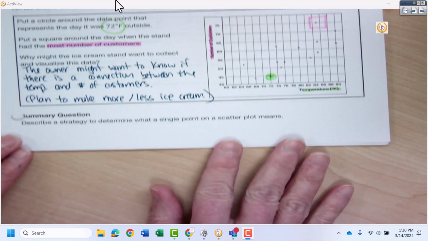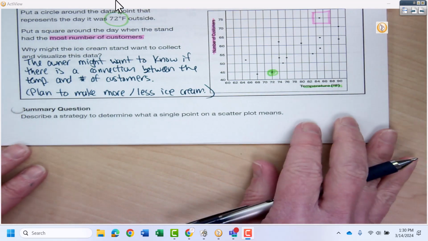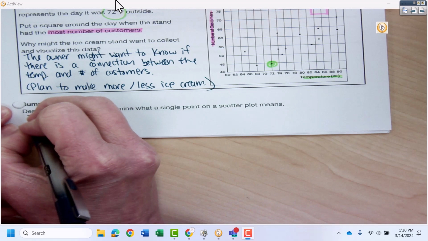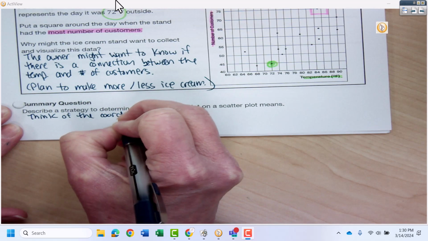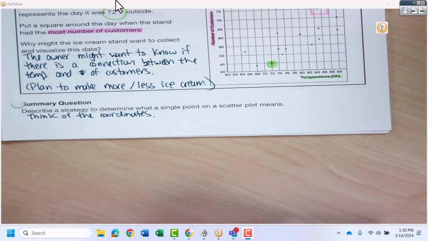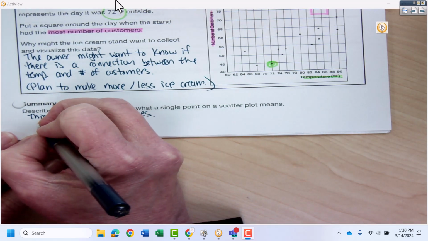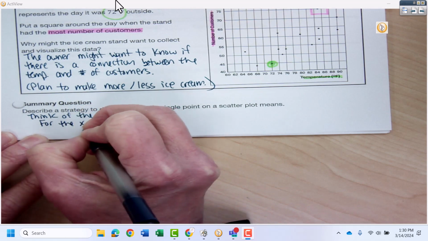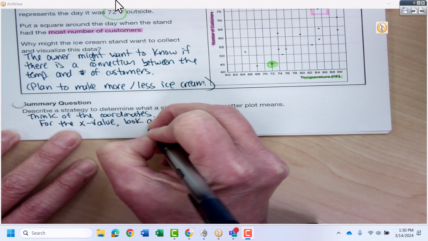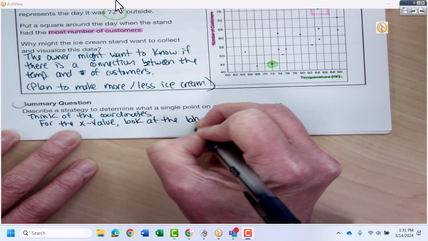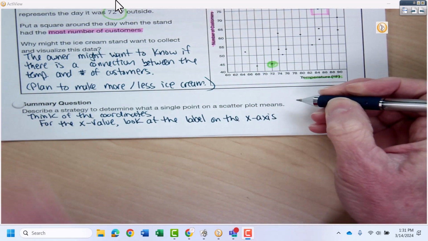So in summary, a strategy you can use to determine what a single point on a scatter plot means, well, think of the coordinates of that point. Those numbers mean something. And for the x value, look at the label on the x-axis. The x value of that coordinate to understand what the number means.